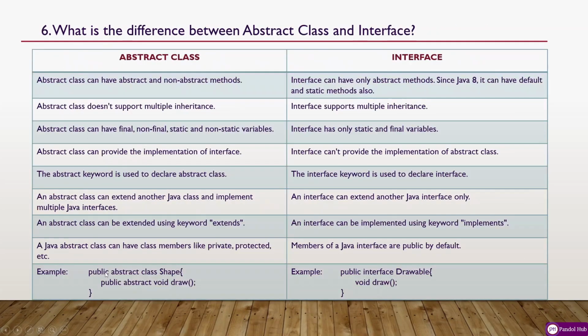So here is an example of an abstract class, like public abstract class Shape. Here is the abstract method you're going to have, and here is the interface declaration. You're going to have a public method called draw.